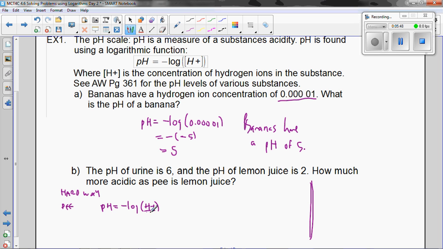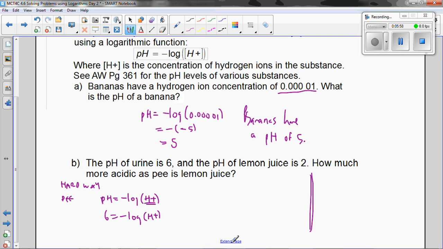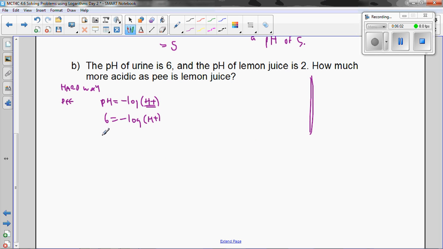And I want to solve for this, right? This is 6. And I want to solve for that. Well, how do I solve for this? Well, I got to get rid of the minus and I got to get rid of the log. So I'm going to divide by -1 on both sides. Then to get this on one side, I take the exponential function base 10 of both sides.